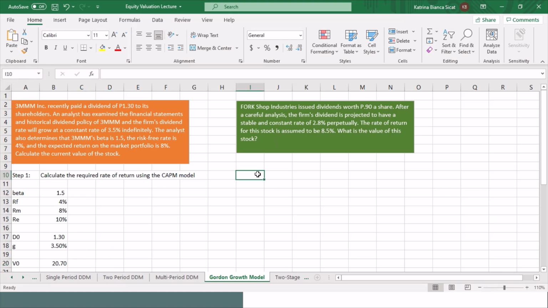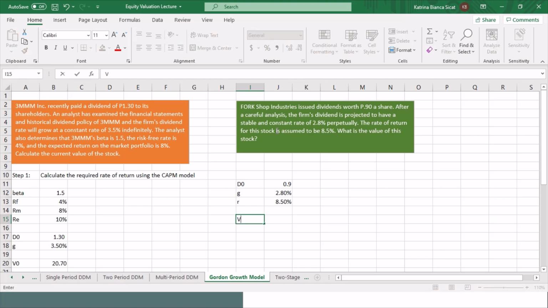So, kung mapapansin nyo, before ako nagsosolve ng problem, sinusulat ko muna yung ating mga given. Okay? So, yung ating dividend at the moment is 0.9. Our constant growth rate would be 2.8%. And the required rate of return is 8.5%. Kasi ayokong magkamali sa intindi ko ng problem. That's why sinusulat ko muna yung mga requirements.